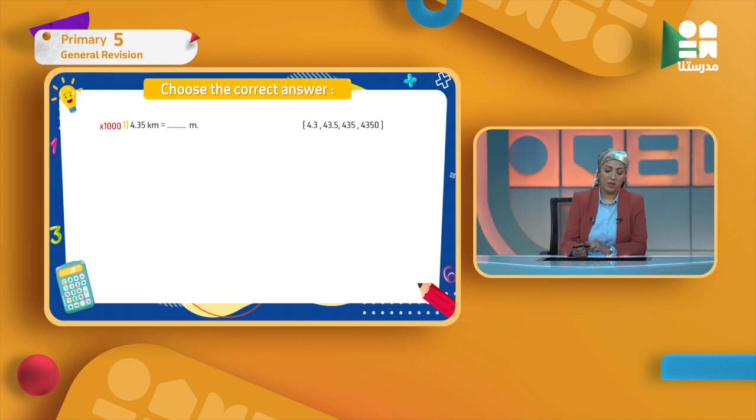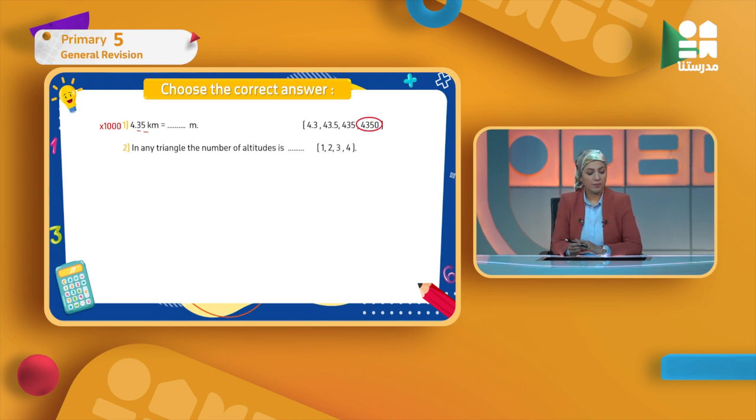Okay, so here I will move it. One place is the 3, the second place is the 5, and the third place I have nothing. So I will add a 0 in the third place to give myself a chance to move my decimal point 3 places. So the answer here, of course, will be 4,350.